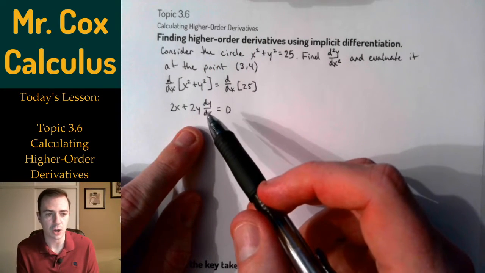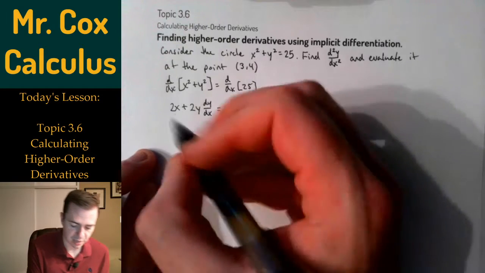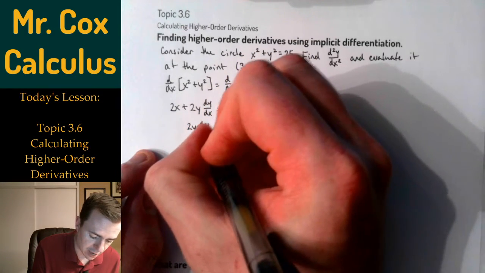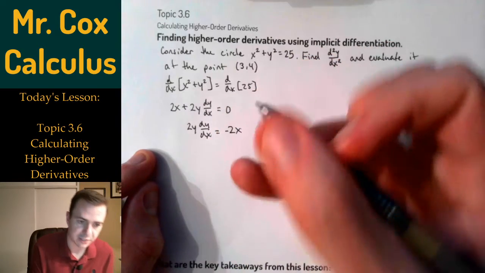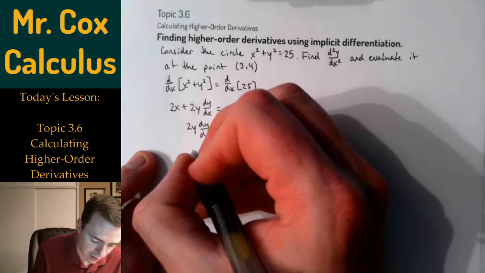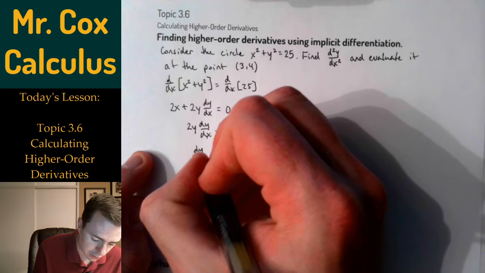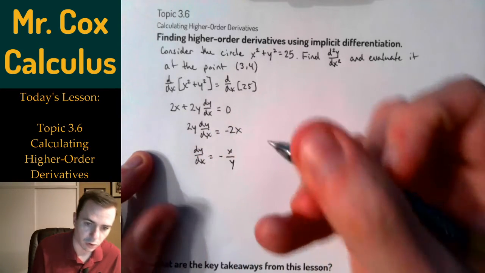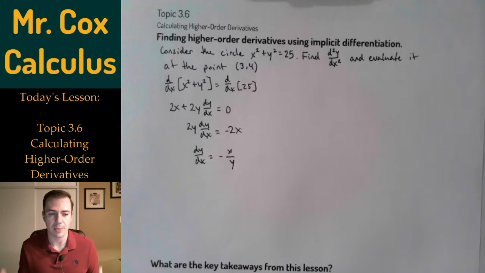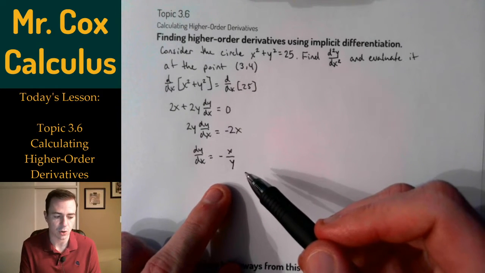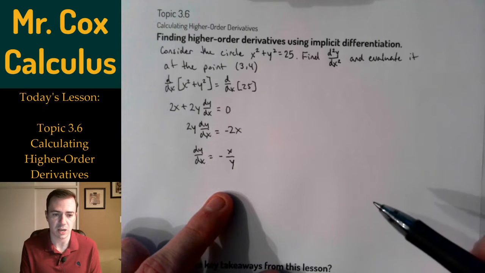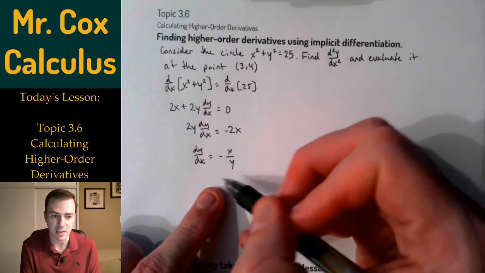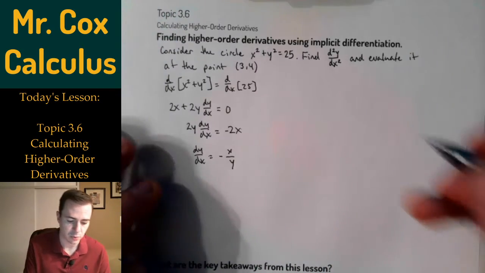So now I need to solve for dy/dx. If I subtract 2x, I get 2y dy/dx equals negative 2x. And then I can divide by 2y and get dy/dx is equal to negative x over y. So now I've got the derivative. I've got negative x over y. So the question becomes, okay, well, how do we find the second derivative? Well, I'm going to have to take the derivative of this right here.